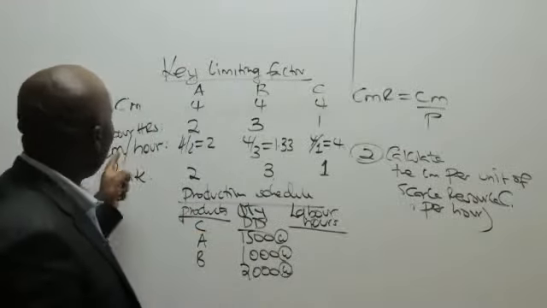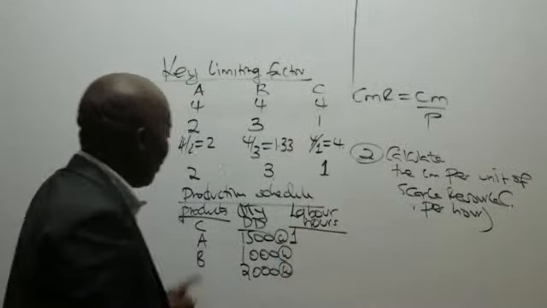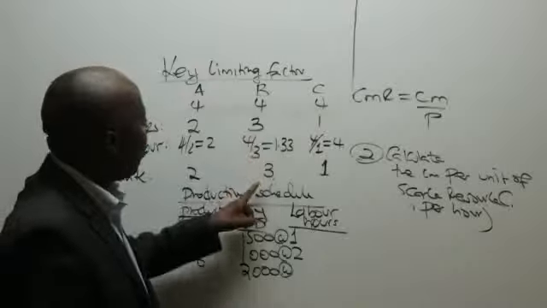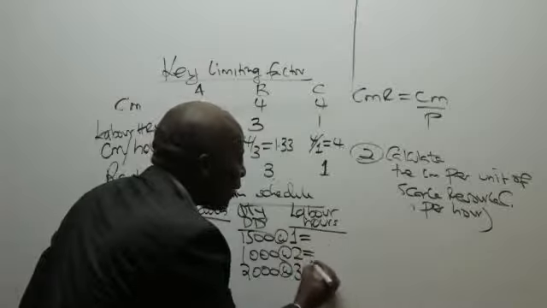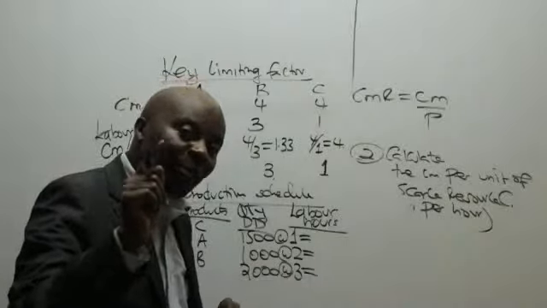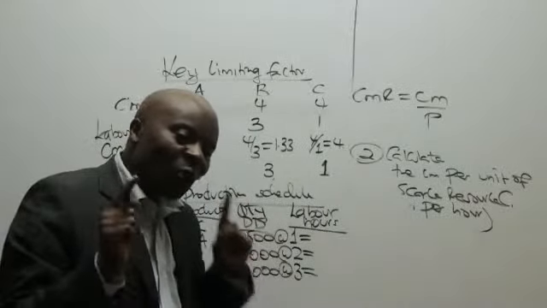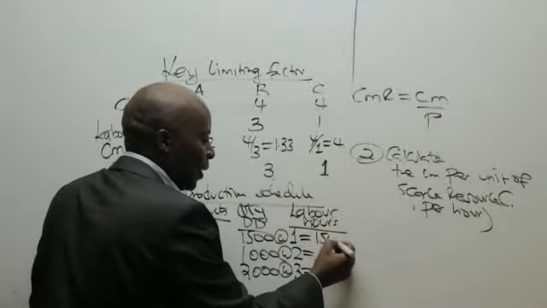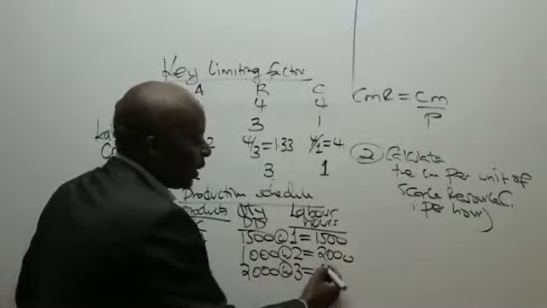For C, how many labor hours are we talking about? It is 1. For A, the labor hours are 2. For B, the labor hours are 3. So I would want to know, if I'm to produce the total quantity that has been demanded so that I don't disappoint any customer out there, how many hours will I need in total? For C, the number of hours here will be 1,500. For A, the number of hours here will be 2,000. For B, the number of hours here will be 6,000.